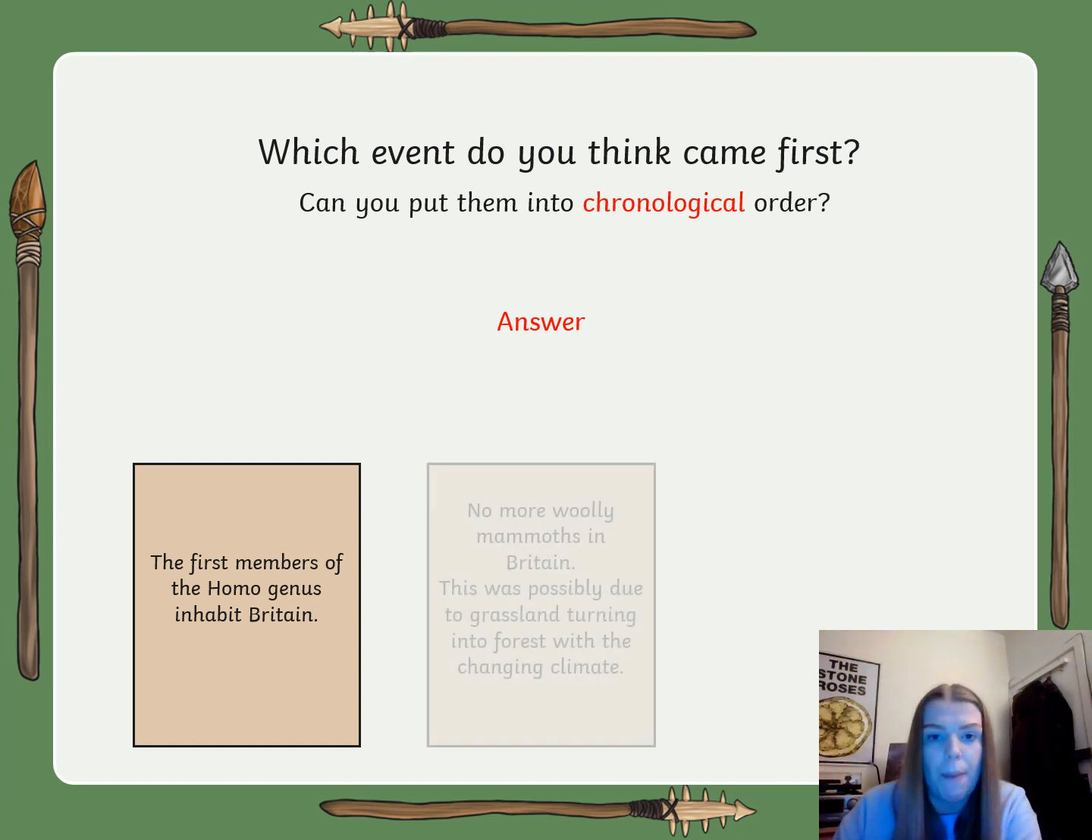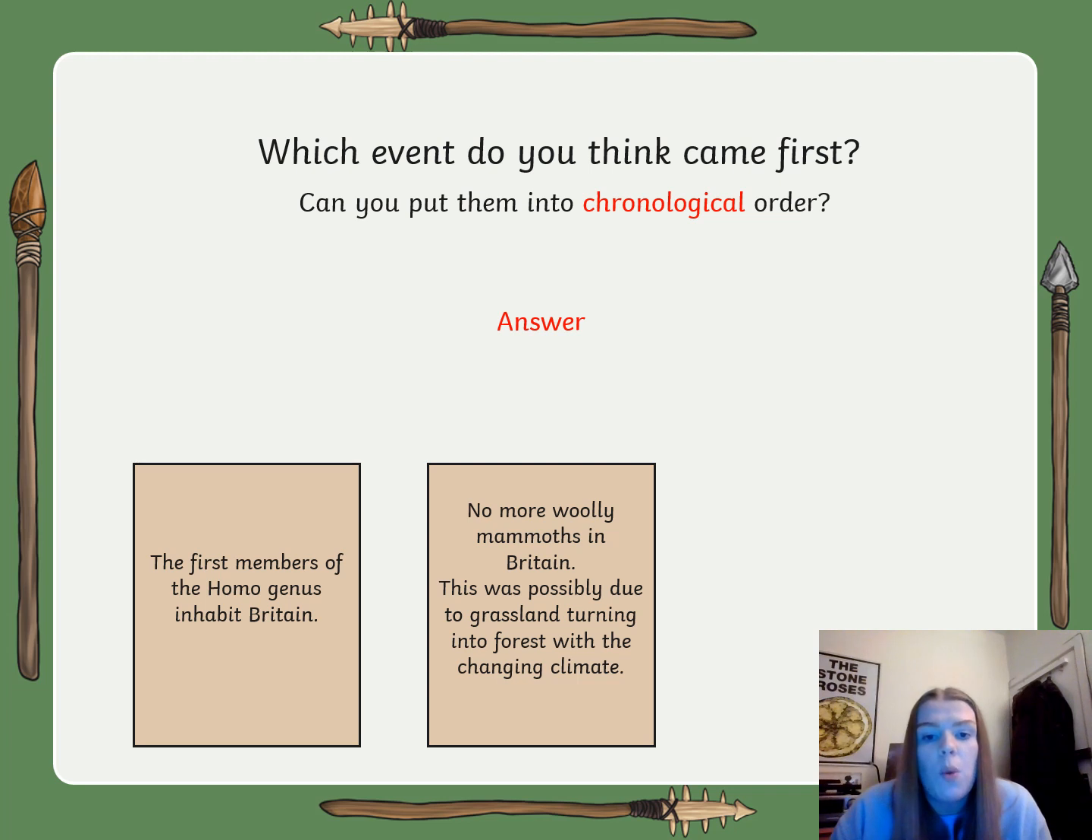Let's look at the second one. No more woolly mammoths in Britain. And this was possibly due to the grassland turning into forest with the changing climate. So the woolly mammoths died because of climate change, and we know from our work last week that in the Stone Age there was a really big shift in climate, and we turned from not being an island into an island because of our climate changing so much.